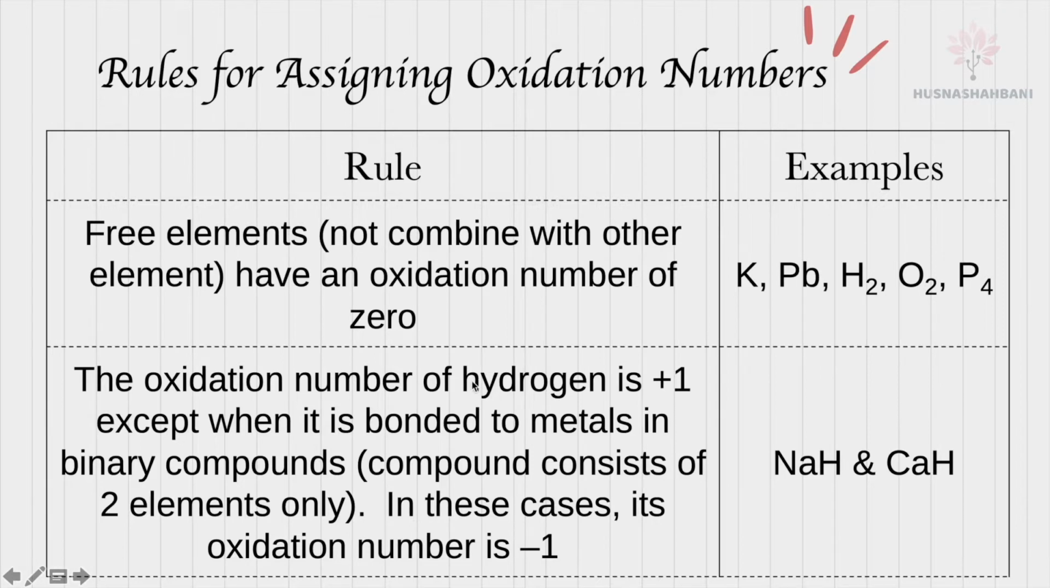The oxidation number of hydrogen is positive 1, except when it is bonded to metals in binary compounds. Binary compounds means the compounds that consist of two elements only. So if hydrogen binds to another element, making the molecule have two elements in total, it is a binary compound. In these cases, the oxidation number of hydrogen is negative 1. If it's not a binary compound, the hydrogen oxidation number is positive 1.